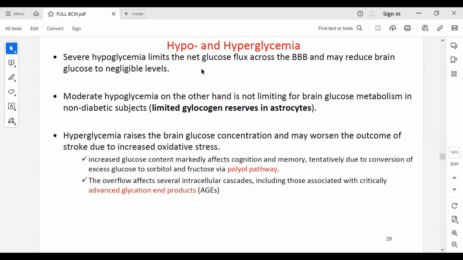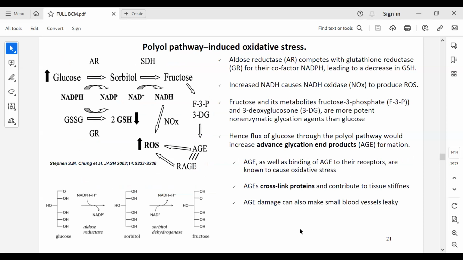will affect your cognition and memory due to conversion of excess glucose to sorbitol and fructose via the polyol pathway, which produces a lot of reactive oxygen species. Most of this conversion of glucose to sorbitol and fructose will end up producing a lot of reactive oxygen species, which will also deplete your glutathione, because the reduced glutathione will try to reduce your reactive oxygen species.